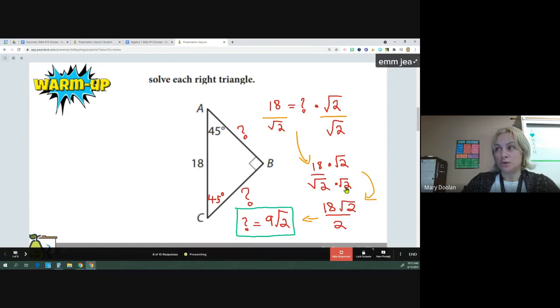Square root of 2 times the square root of 2 is 2. 18 times the square root of 2. Okay, and then they realize, hey, 18 and 2, well, I could divide 2 into 18 and get 9. So they did a really nice job here showing their steps. This is nice. 9 square root of 2 is correct.